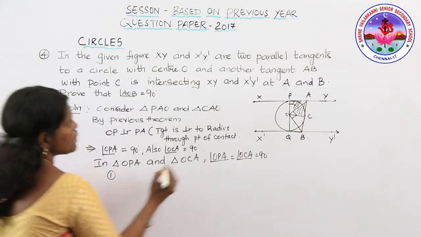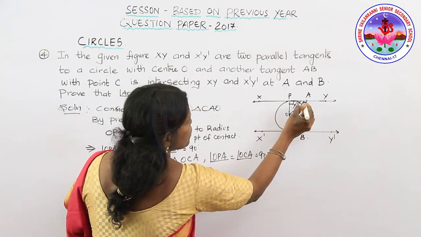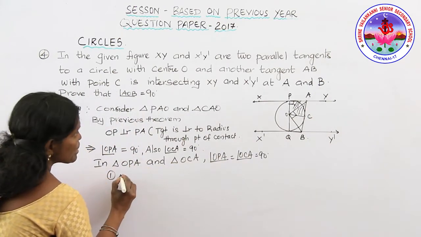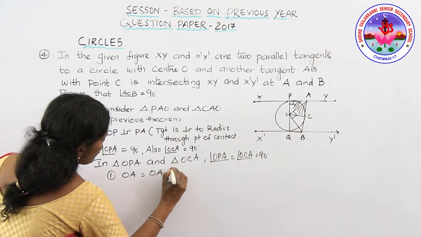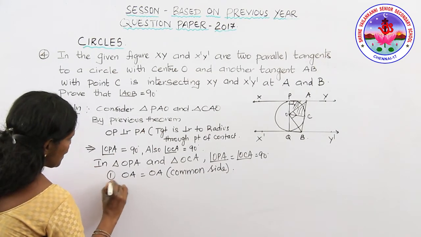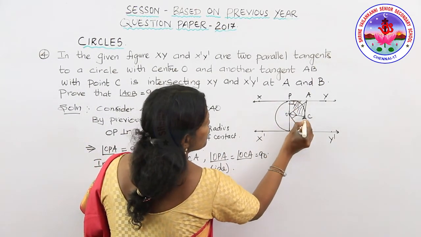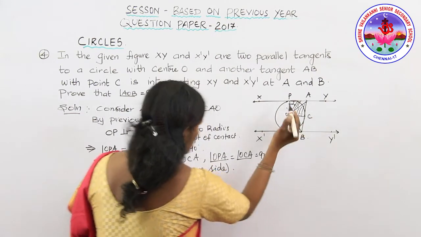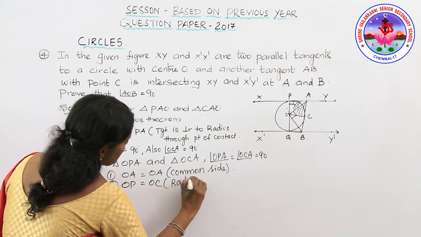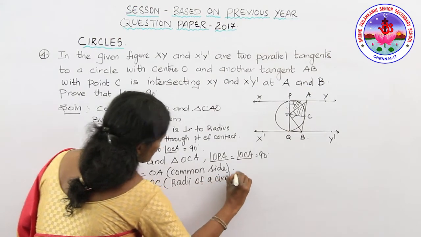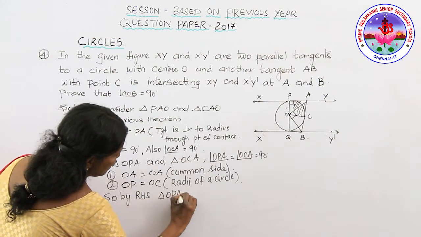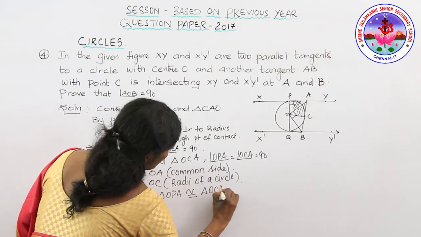First case, I have OA. OA is the hypotenuse of triangle OPA and OA is also the hypotenuse of triangle OCA. So my first point is OA is equal to OA, a common side, which forms the hypotenuse for both triangles. Now second case, I got OP is equal to OC, since they are the radii of the same circle. So I am writing OP is equal to OC, radii of a circle. So by RHS, triangle OPA is congruent to triangle OCA.